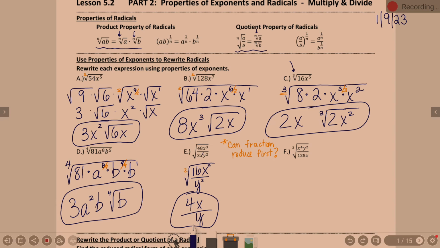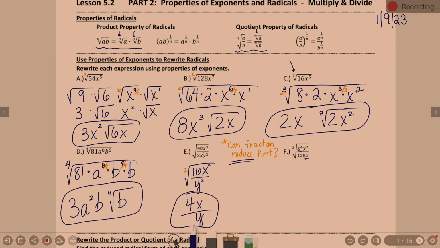Okay, speaking of cube world, here we go back to cube world. We're talking about fractions again. Please listen. Can anything reduce? Number-wise, I just have 125 on the bottom. I'm not reducing that. What about x? I just have y's on top, but I do have x both places, don't I?